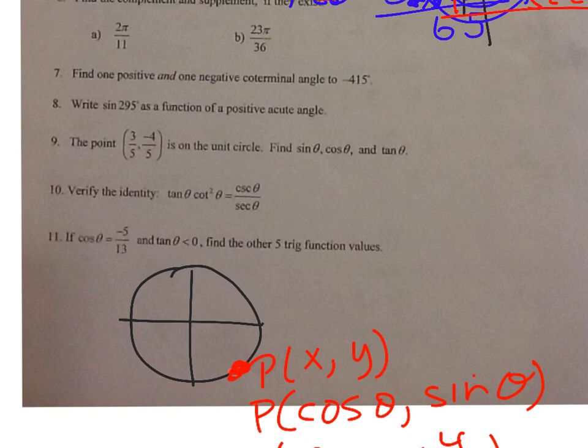Now also remember this, that tangent theta is equal to sine theta over cosine theta. So sine theta is negative 4/5, and we're dividing by cosine theta, which is 3/5. So we'll do same, change, flip. So it's negative 4/5 times 5/3. The 5s reduce to 1 and 1. So tangent would be equal to negative 4/3.